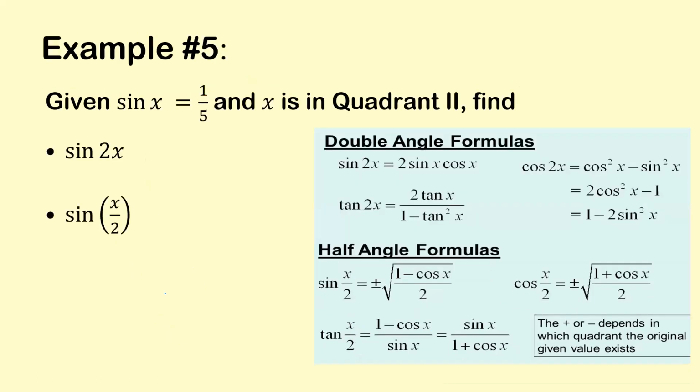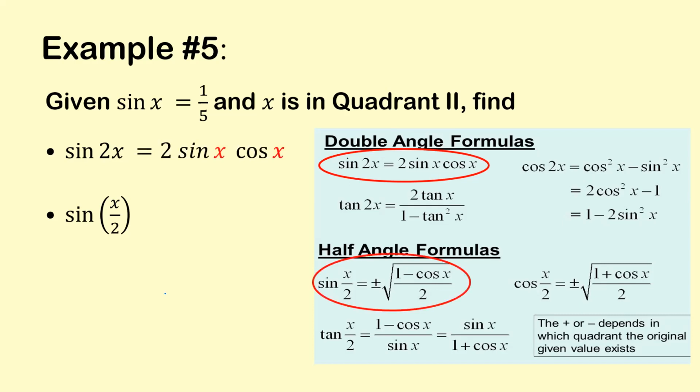Now, let's go to our example 5. Hanapin daw natin si sine 2x and then si sine of x over 2 given sine x. Okay? So for the first one, we make use of the double angle formula. So si sine x lang yung given. So meron tayo ditong sa second one, yung half angle formula. Anyway, dun muna tayo kay sine 2x. That is 1/5. So this will be 2 times 1/5. Wala pa tayong cosine x. So hanapin natin yung cosine x.